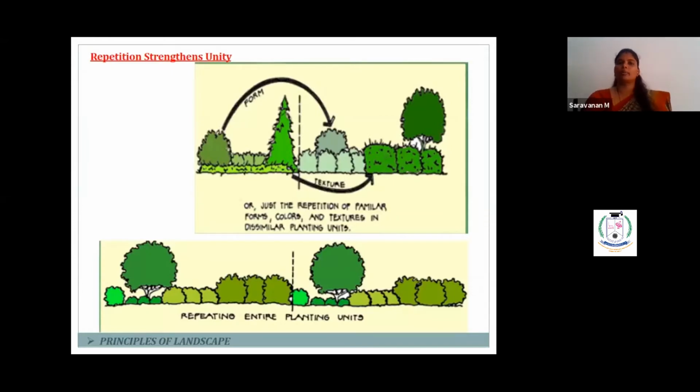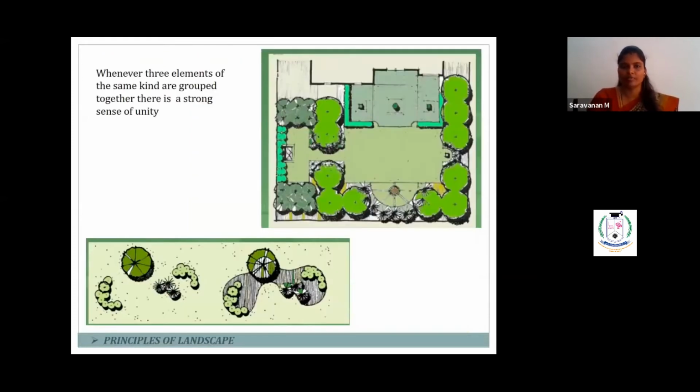This is a part of the unity, which is repetition strengthens the unity. Repetition is the one which is again repeated. If you're using, for example, one tall tree with a huge coverage, and you have two shrubs and three herbs, and the same thing is being repeated, or the size of the plant, or it can be the color, or it can be the texture or form, anything which is being repeated gives a strength to the unity. That is what this is.